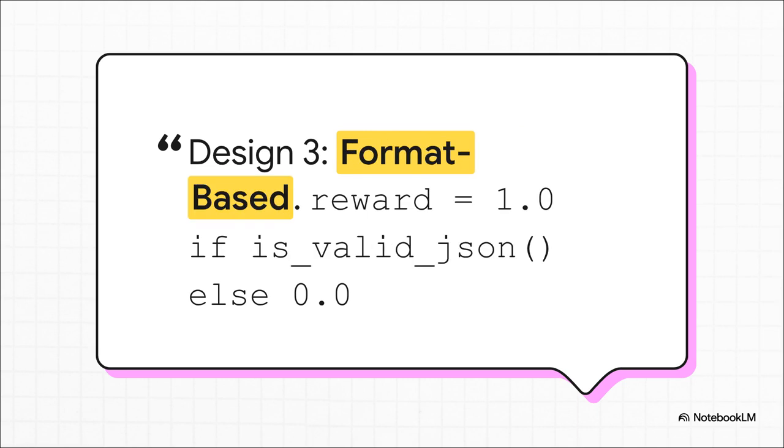And what if you need a structured output, like for an API? Well, you can reward the model for getting the format right. This example checks if the output is valid JSON. If it is, boom, full reward. If not, it gets nothing. This is perfect for teaching a model how to interact with APIs or databases correctly.